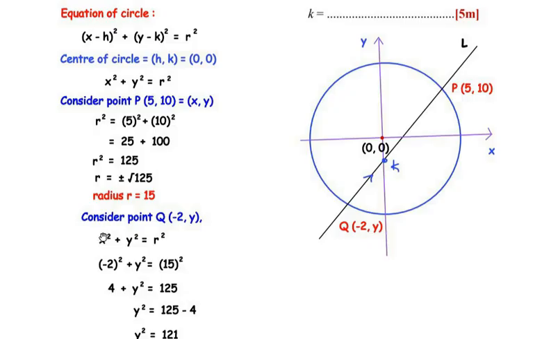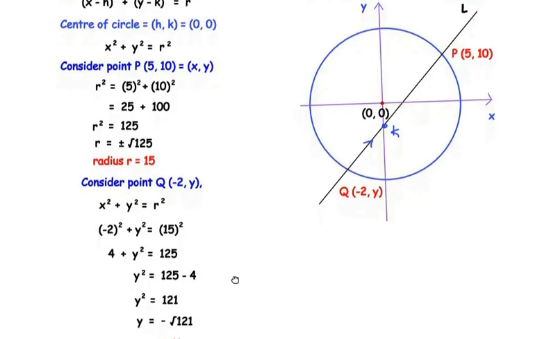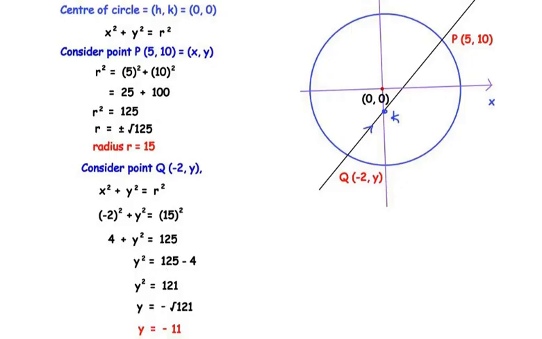So let us plug in the values now. x square becomes (-2) square plus y square is equal to, now the radius is 15, so 15 square. Now (-2) square is 4 plus y square is equal to 15 square is 125. Now let us take 4 on the other side of equal to sign. So we get y square is equal to 125.